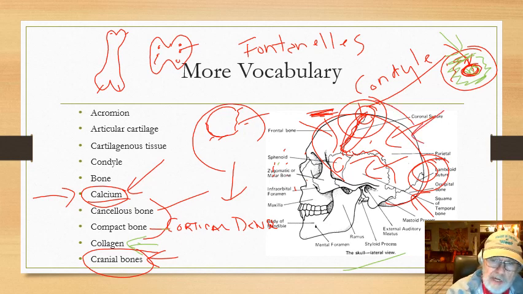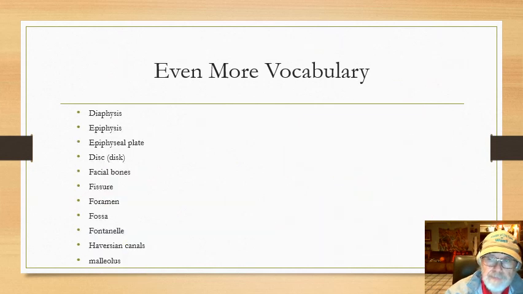But the skull, the cranium, which is this part that encloses the brain right here, is a number of bones, and these are the cranial bones that actually enclose the brain. They're called cranial bones.